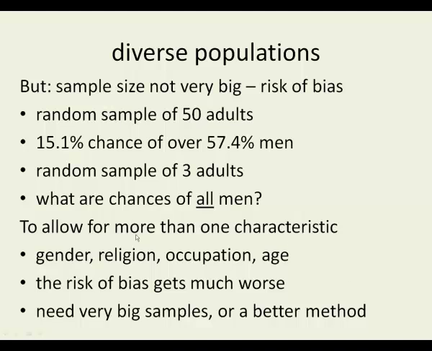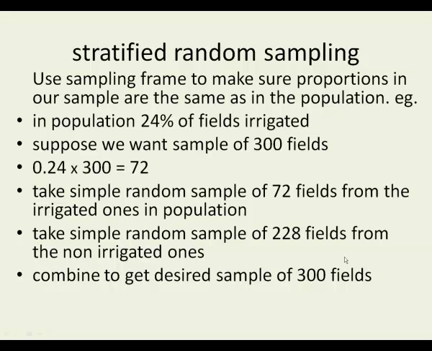To make things worse, usually there's more than one characteristic. You might be interested in getting a balance of gender and religion and occupation and age. And the chances are that even if you take a reasonably large sample, at least one of those is going to get out of kilter. So you won't have a good representation of all these factors in your sample. So you need a very big sample or an improved method, which is what we can look at next.